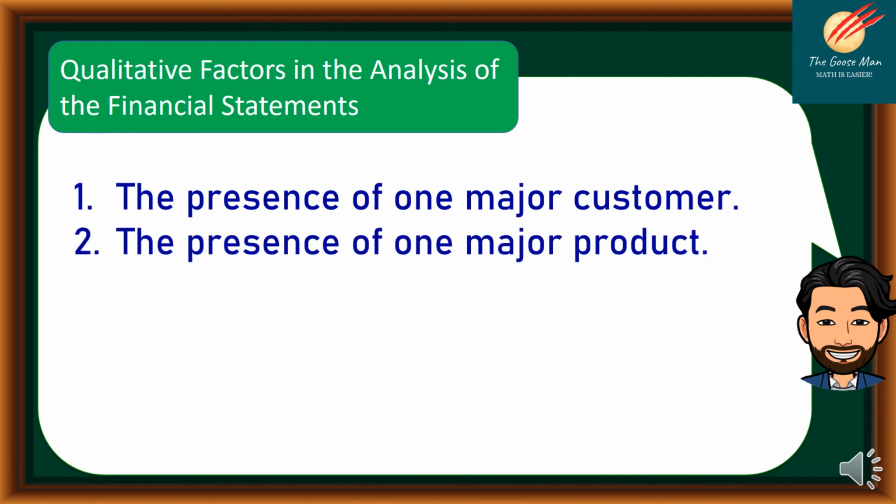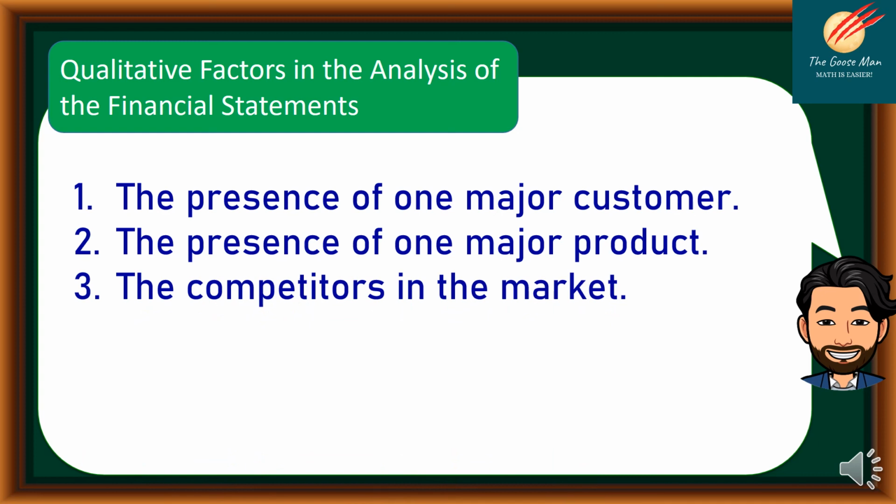Number two is the presence of one major product. If there is a single product on which revenues heavily rely, the revenues may be seriously affected when the demand for such product drops. Number three is the competitors in the market. Generally, few competitors are likely to give the company a bigger share of the market. On the other hand, the presence of more competitors may force the company to lower its prices, usually resulting in lower profit if the sales volume does not improve.